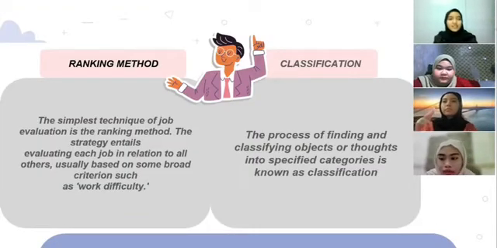First is the ranking method. The simplest technique of job evaluation is the ranking method. The strategy entails ranking each job in relation to all others, usually based on some broad criteria such as work difficulty. Second is classification. The process of finding and classifying objects or truths into specific categories is known as classification.